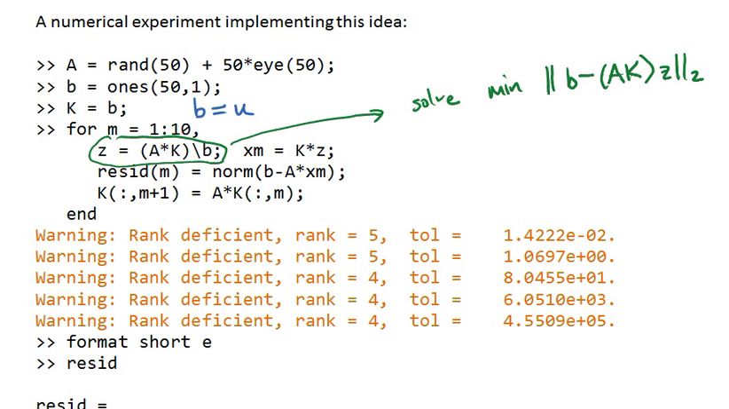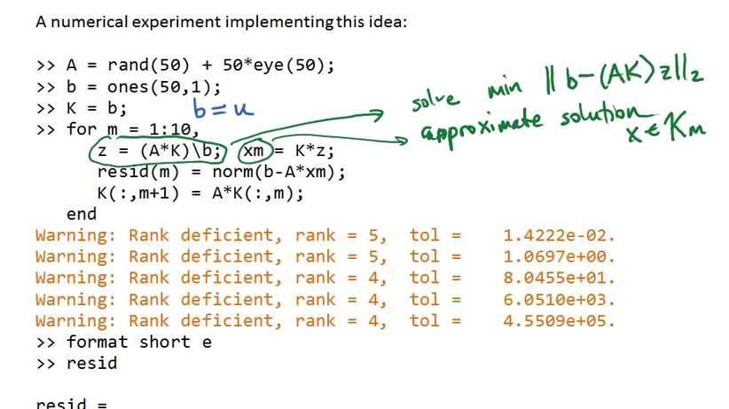Using a backslash. Okay, once we have z, we can reconstruct the x by K times z. That was our definition of x. So this is our approximate solution. So that's an x that lies in the Krylov space. And then we'll see how good a solution it is.